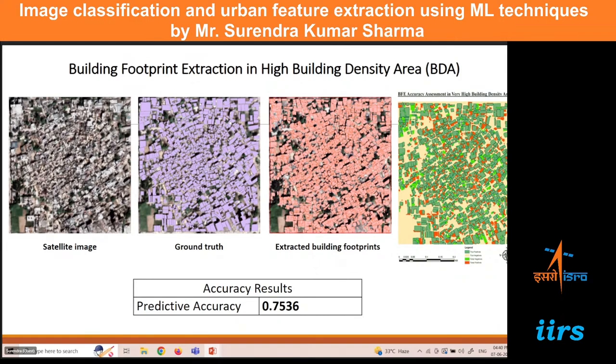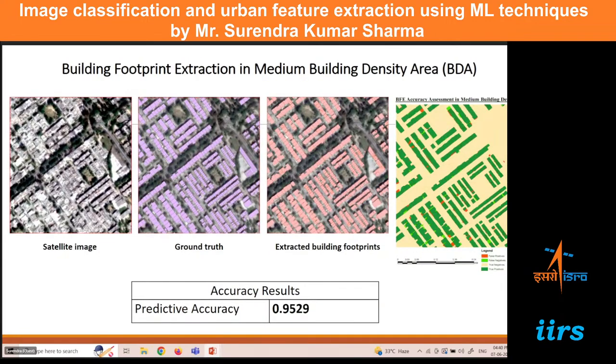So you can see this is the satellite image. These are the ground truth, and these are the extracted building footprints. Then we overlaid onto this, and we saw that the green color buildings are true positives. That means buildings were there and they were detected as buildings. The overall accuracy that we achieved was 0.75, and that is considered very good in the case of high density building areas.